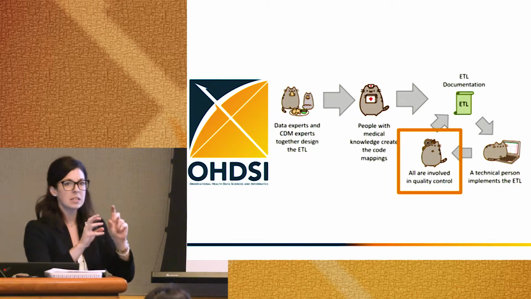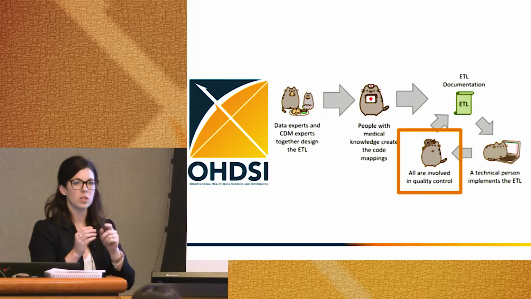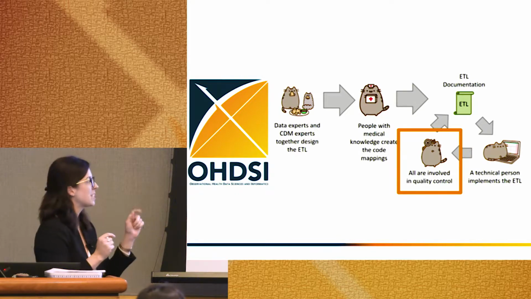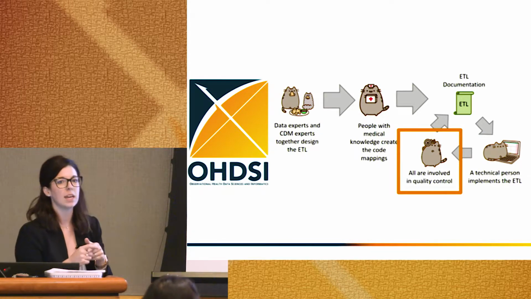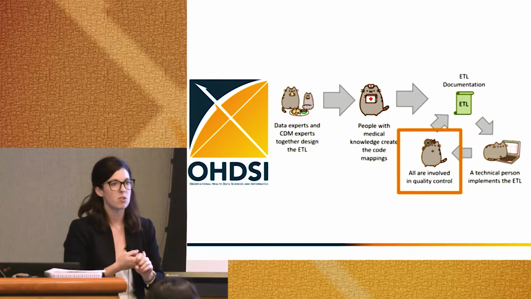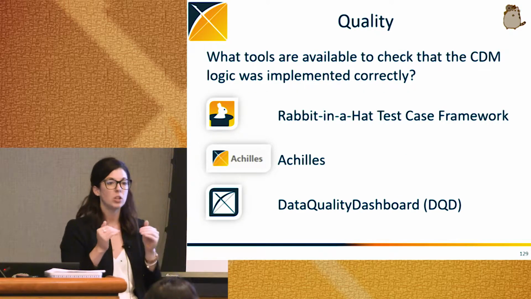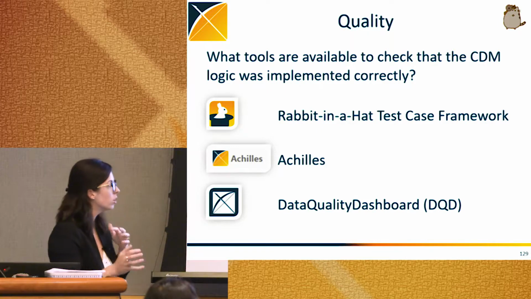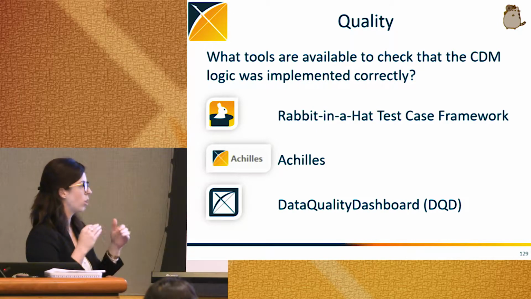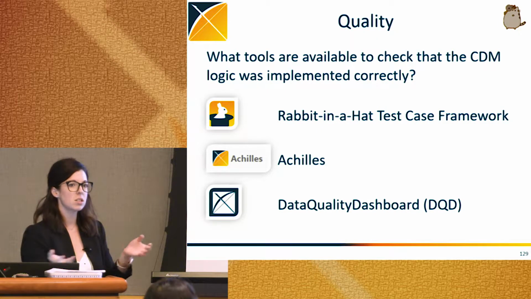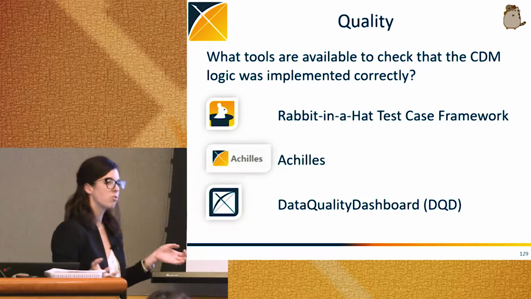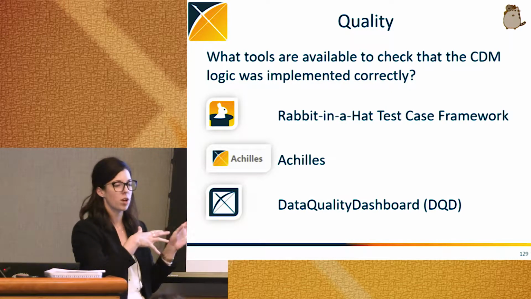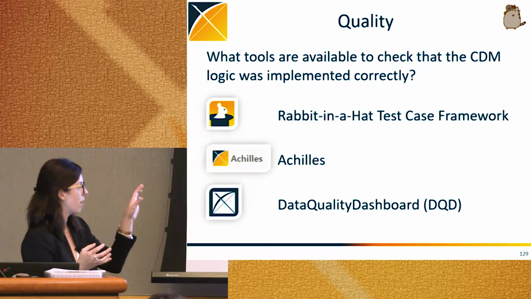So we have a couple different things. We have something that's called the test case framework. So it's actually, our little rabbit comes back again. Rabbit in a Hat does something for us where it helps us build a unit test case framework. And I'll walk you through how that works. It is an R function, and it's in the Book of OHDSI as well. So I'll give you an example of how that works.